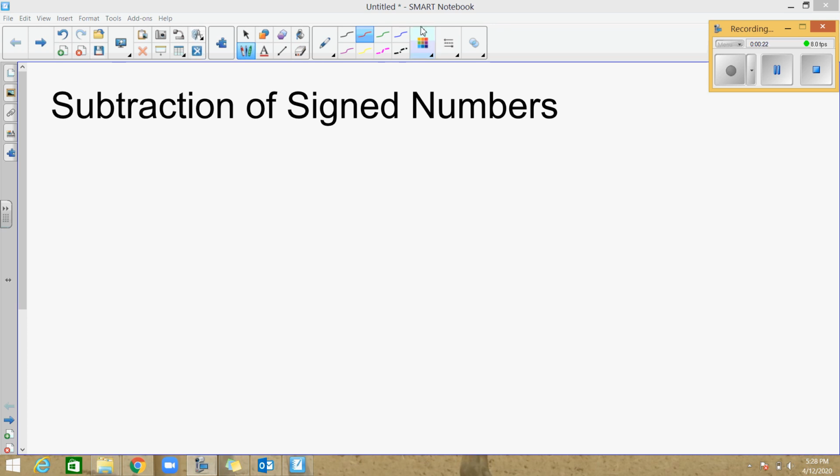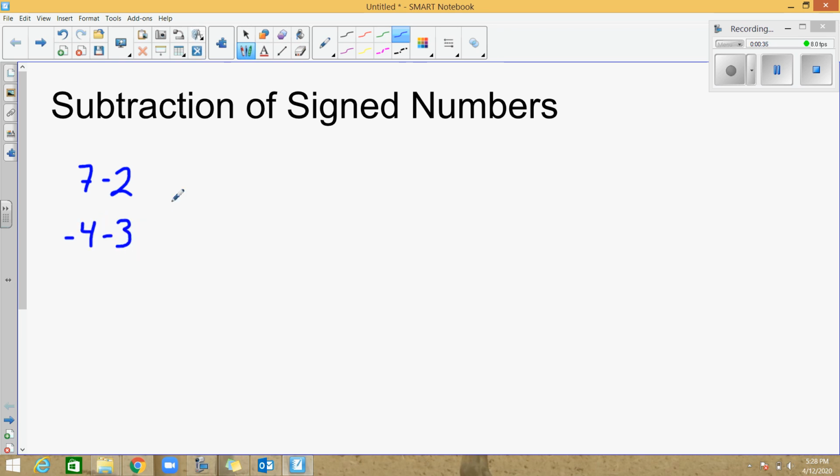All right, so I'm going to start out by giving just a few examples. And let's go back here. I'm going to put this in blue again. All right, and I'm going to go 7 minus 2, which is something we should know, right? Negative 4 minus 3. Let's do another problem. Let's go 2 minus, and let's say this is a negative 3. And then let's come back here and go negative 4 minus a negative 5.